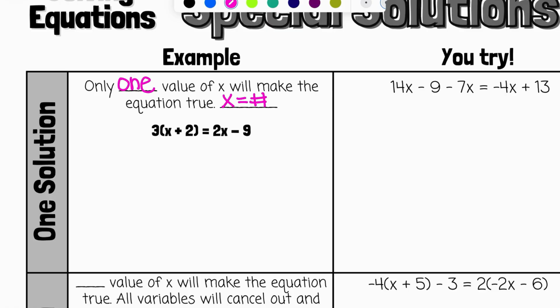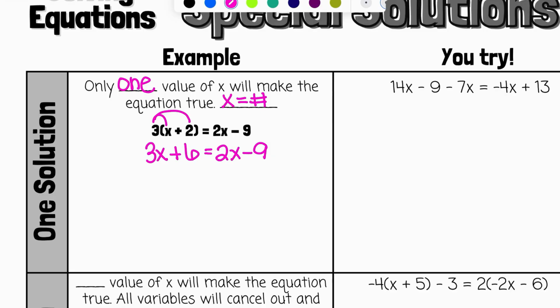So if you remember when we studied multi-step equations, there were two things you had to check for before you just started solving. One was parentheses, the second was like terms. So in this equation, we do have parentheses. So we're going to multiply using the distributive property first. 3 times x is 3x, and 3 times 2 is positive 6. That's the only thing we multiply.